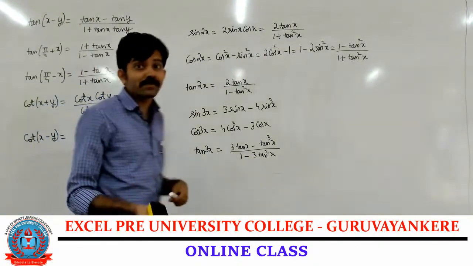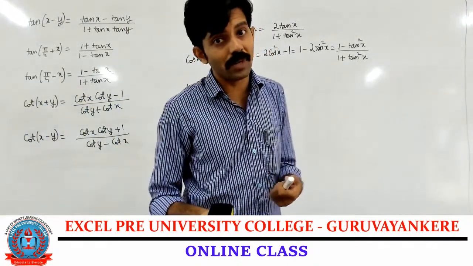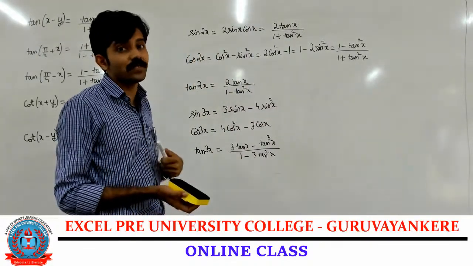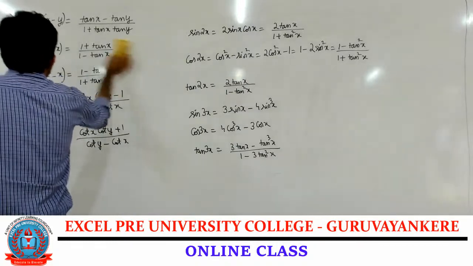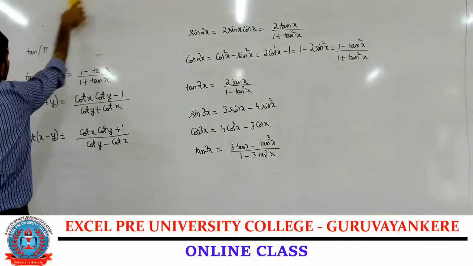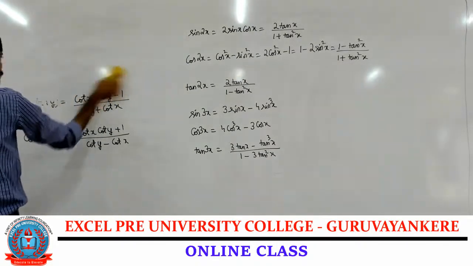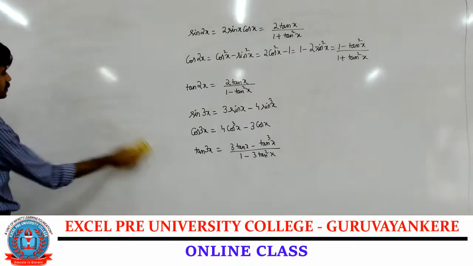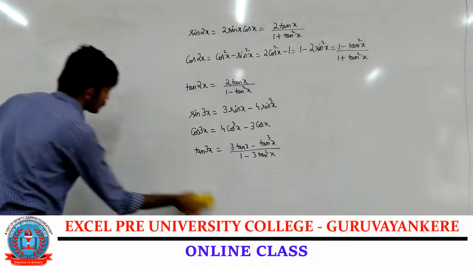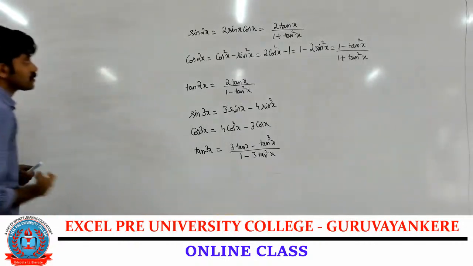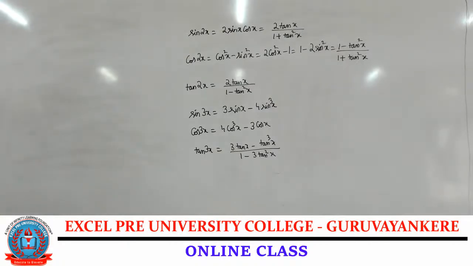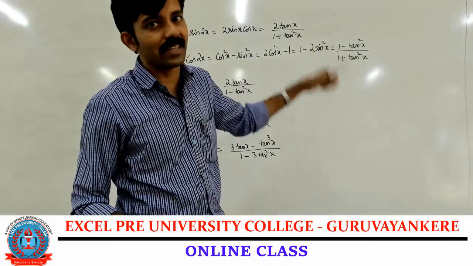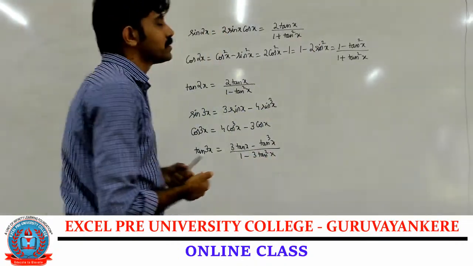Also, we have submultiple angle formulas, also called half angle formulas. You replace x by x/2, it becomes sin x. That's called a half angle formula. For the time being, for today, this much you learn formulas. I'll write half angle formulas and transformation formulas later.